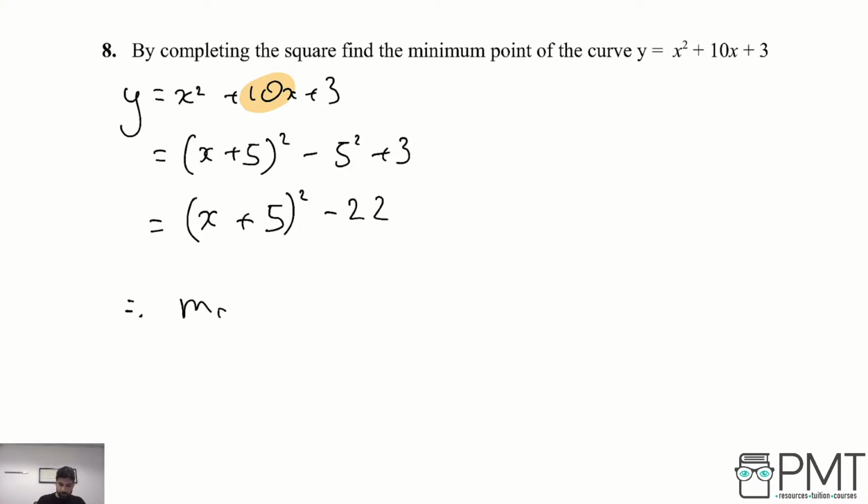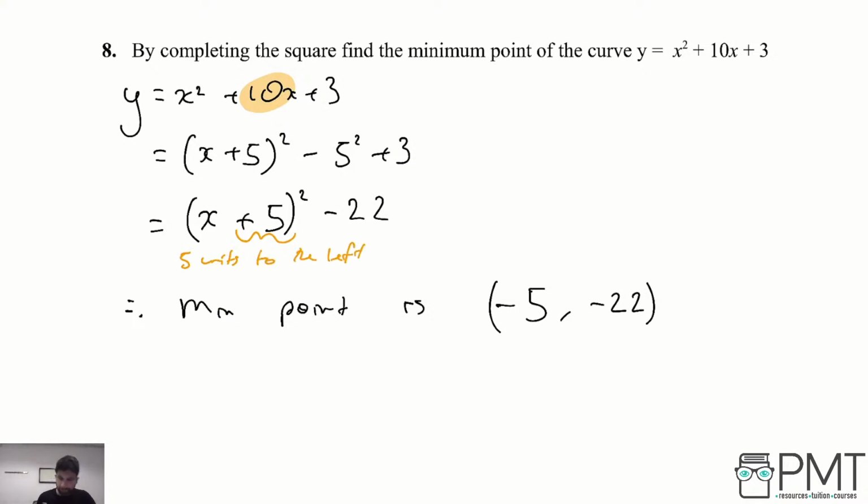Therefore, minimum point is minus 5, minus 22. I know this because this is a plus 5. If it's inside the bracket, it's always the opposite. So this is 5 units to the left. And then the 22 is moving the whole thing down. So this is my minimum point for this one.